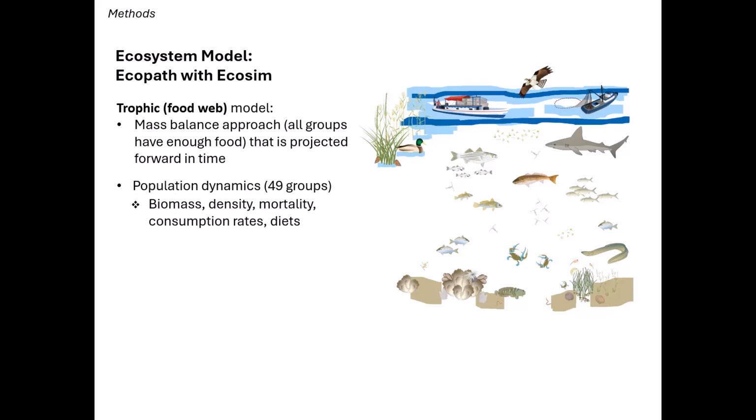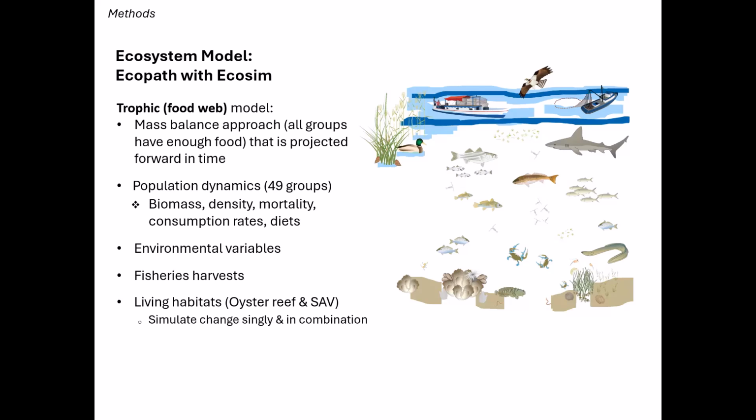And the models were built with 49 different groups, and they have the same structure in both models. These rivers are fairly close to one another, and they include the population dynamics of all those groups, biomass and density and mortality rates, consumption rates, and the diets, of course. We account for environmental variables, we account for fisheries harvest that are taking place here, and those two habitats I've been talking about, the oyster reef that's been restored and submerged aquatic vegetation that's changing, are two of the living groups of those 49 groups. As I said, we're simulating them both singly and in combination.